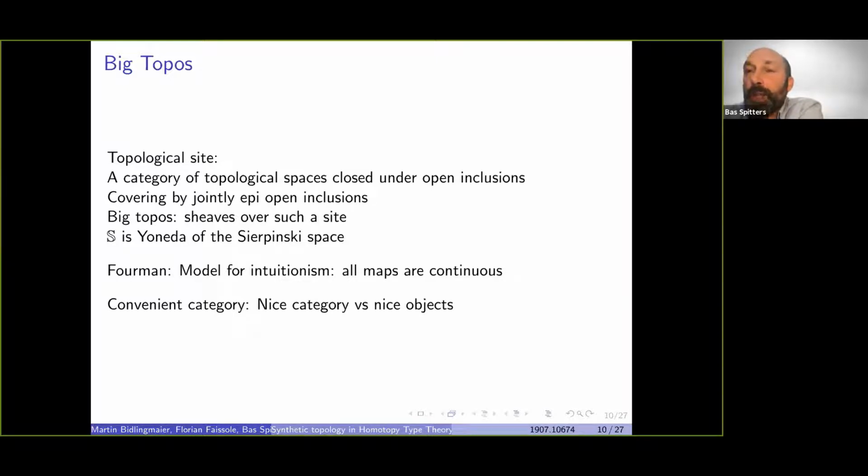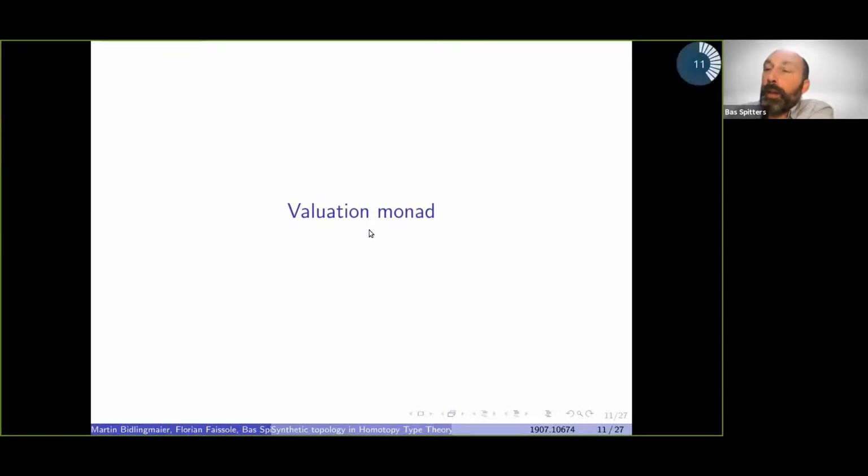This is one of the canonical models for intuitionism, so all maps are actually continuous. It's also a very convenient category. Sometimes when people talk about convenient categories for topological spaces, they mean something that's a Cartesian closed category. But this one's much more convenient. It's really a topos, so we have basically all the structure we could wish for. So now we take either of these models: either the computable model or the topological model.